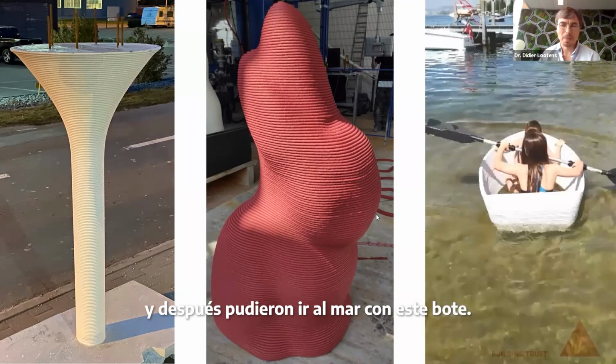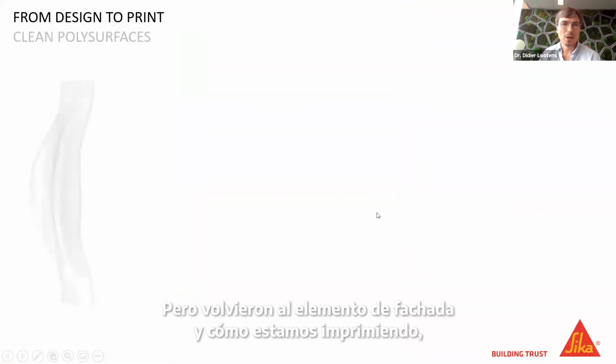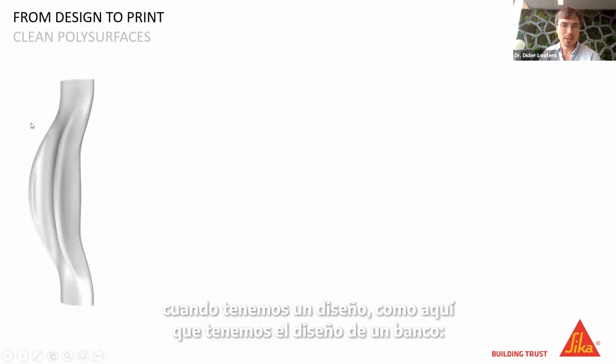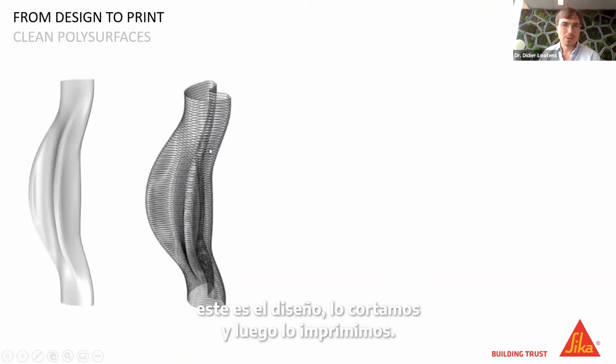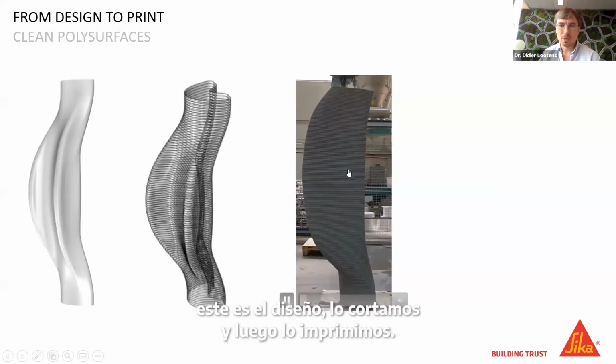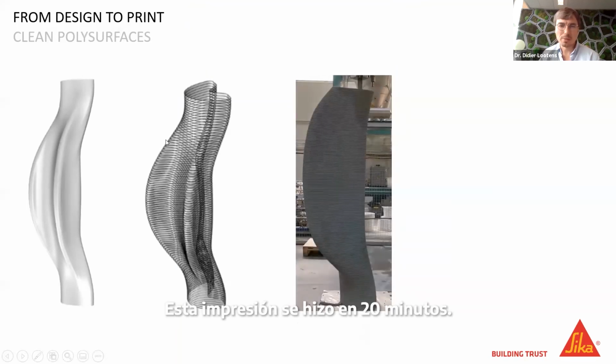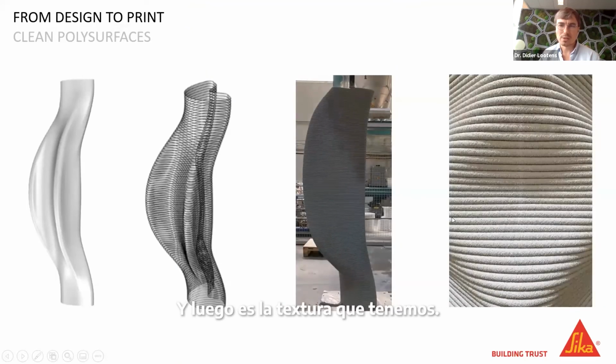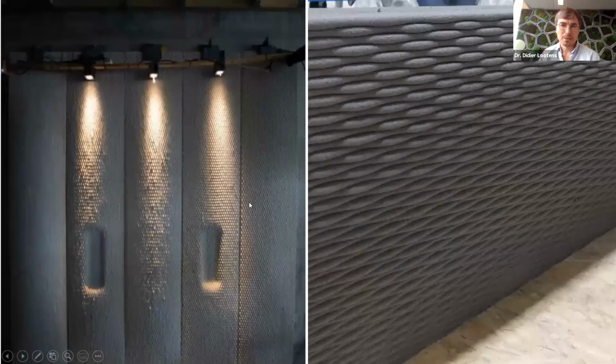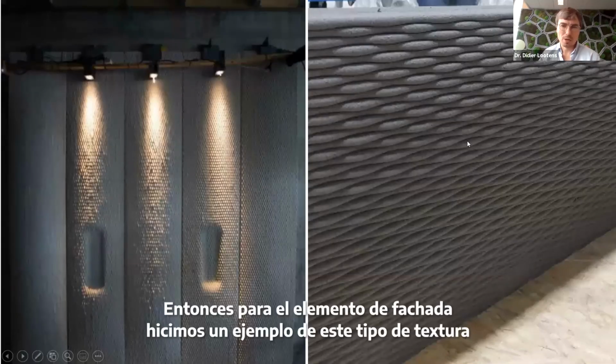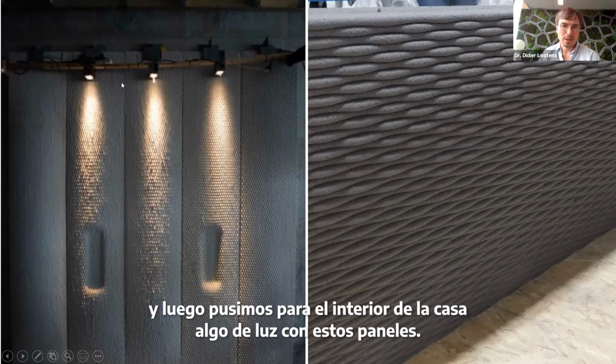But coming back to the facade element and how we are printing. When you have a design, like here we have a design of a bench, we slice it, and then we print it. This is printed in 20 minutes. And then this is the texture that we have. So for the facade element, we did some examples of this kind of texture. And then we put these panels inside of a house with some light.